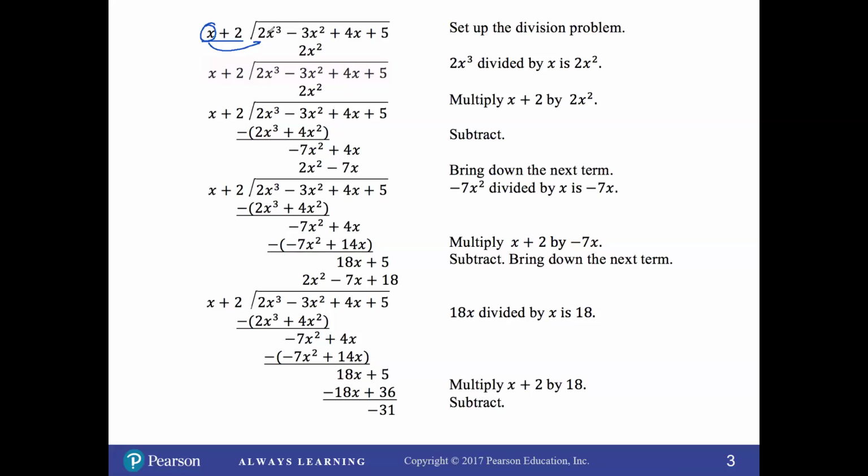It's kind of like when you're doing long division and you ask how many times can I fit 9 into 50? How many times can I fit x into 2x cubed? Well, that would be 2x squared, because you're thinking of the 2x cubed as being divided by the x. Once we get this, we multiply it by both of these terms. So 2x squared times x is 2x cubed, and 2x squared times 2 is 4x squared.